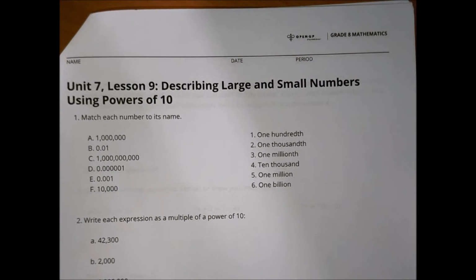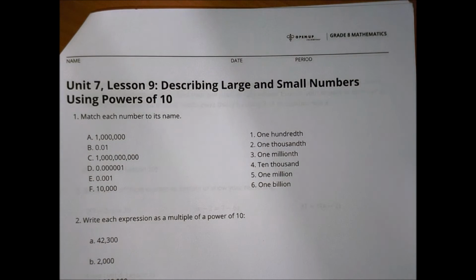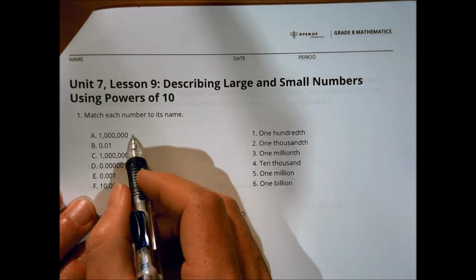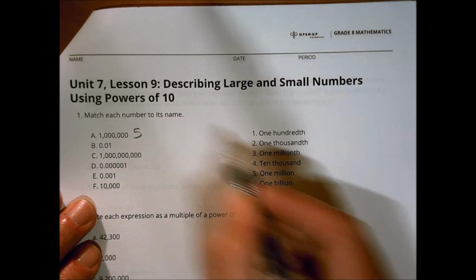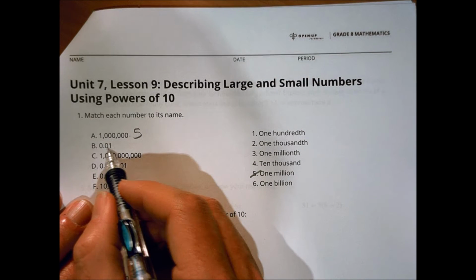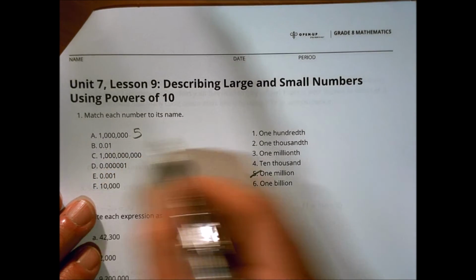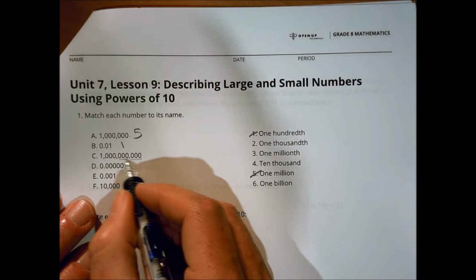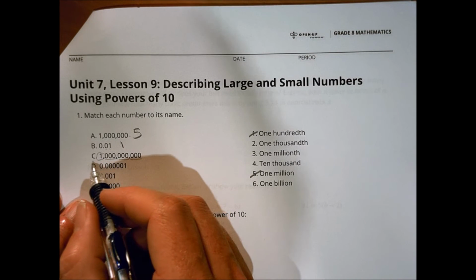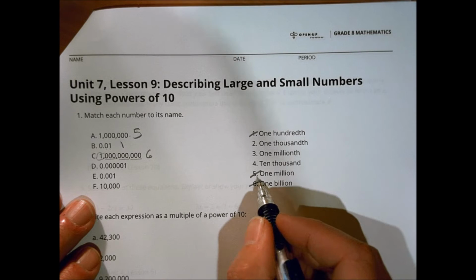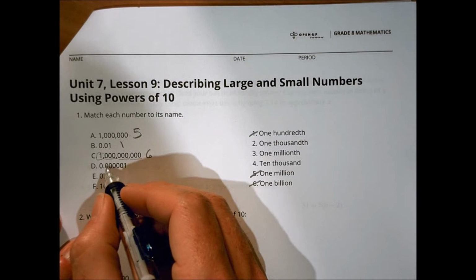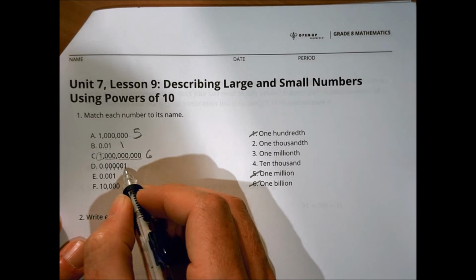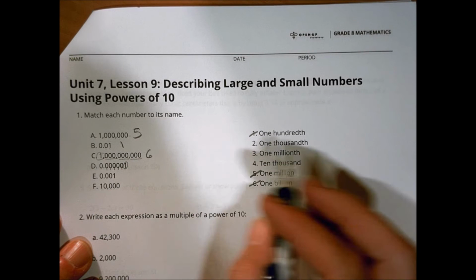Okay, match each number to its name. Here we have a million, so that's going to be with 5. All right, this is million, got it. Here you have tenths, hundreds, so this is 1/100th, which is right there, number 1. Here we have 100, 1,000, million, billion, so that's choice 6, billion. All right, here we have tenths, hundreds, thousands, 10,000s, 100,000s, and then 1,000,000th, which is choice 3.